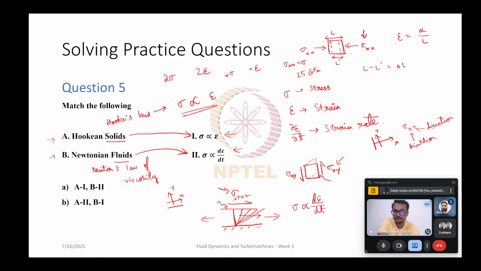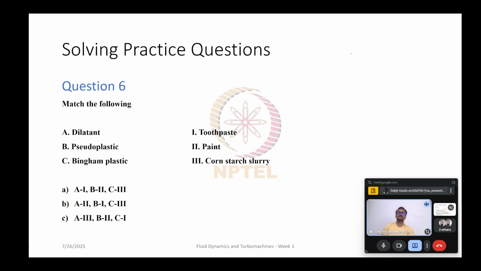So let's keep moving on. We'll move on to question number 6 now. Just a little bit of premise here. So we saw that Newton's law of viscosity told us that sigma is proportional to strain rate, dou epsilon dou t. Now the thing is, this epsilon can be written as some velocity into some time, which is the displacement, divided by the length in which this is happening.